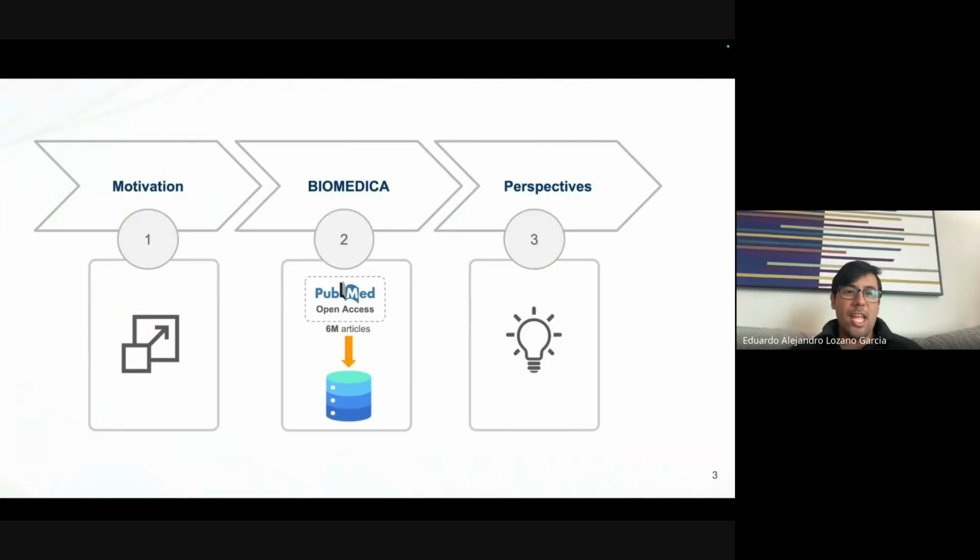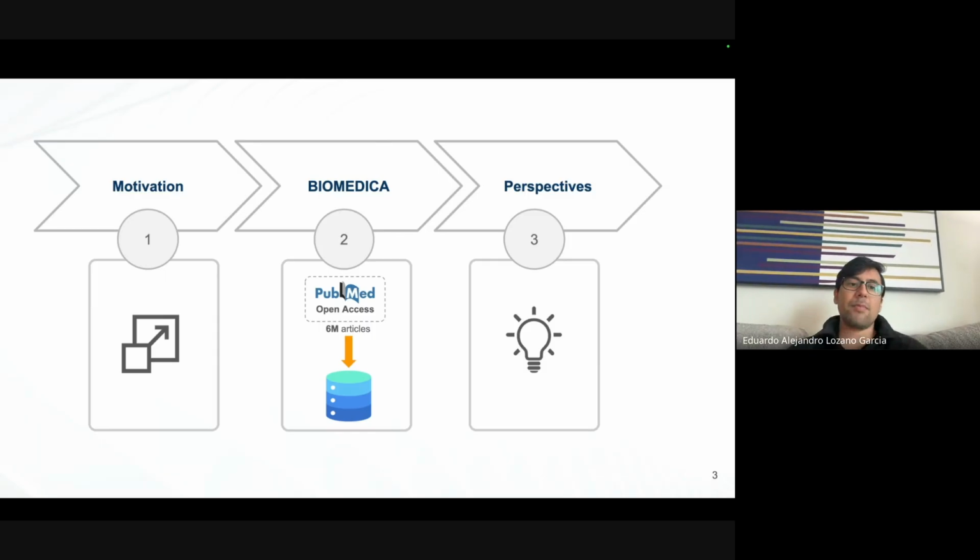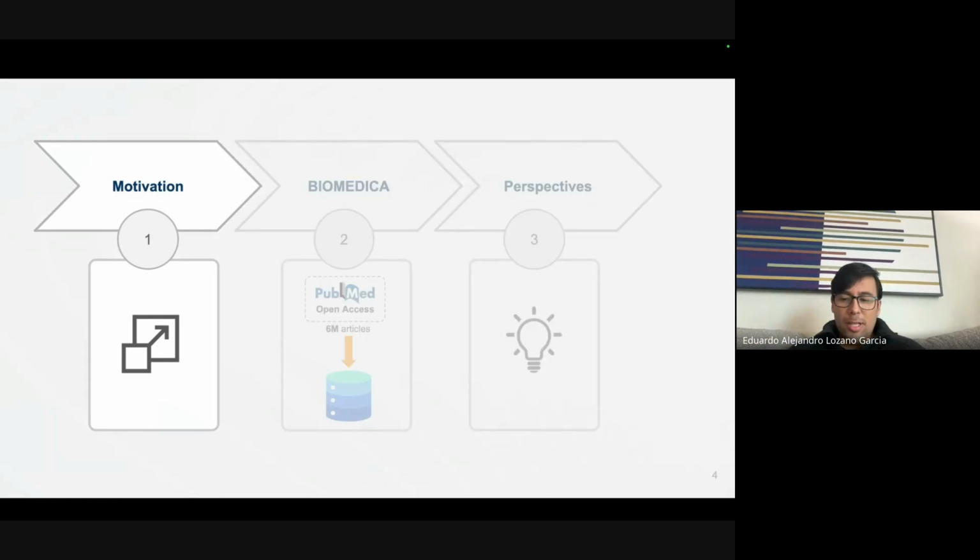The overview of the talk is divided into 3 topics. First, we're going to go over a motivation for scaling biomedical vision language models. Then we're going to talk about our work. And then we're going to share some perspectives of things we've seen after training multiple runs of our models with large-scale biomedical data. So let's start.